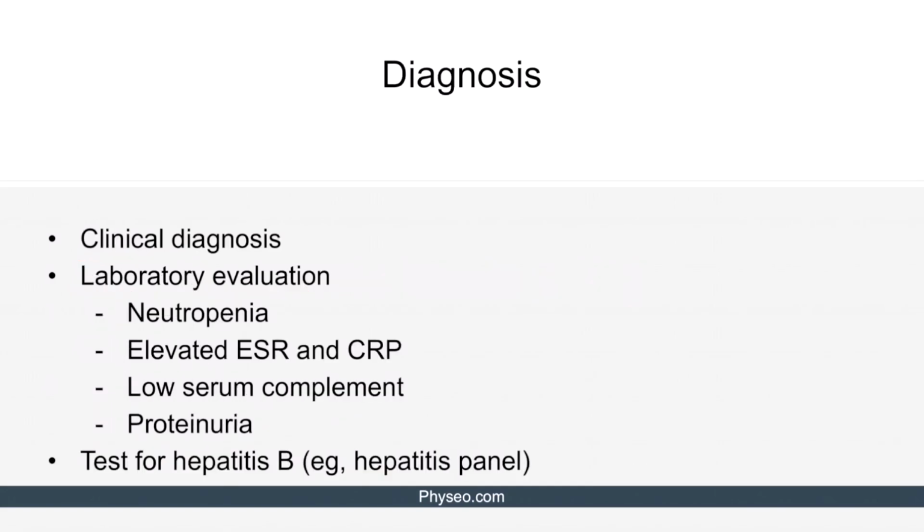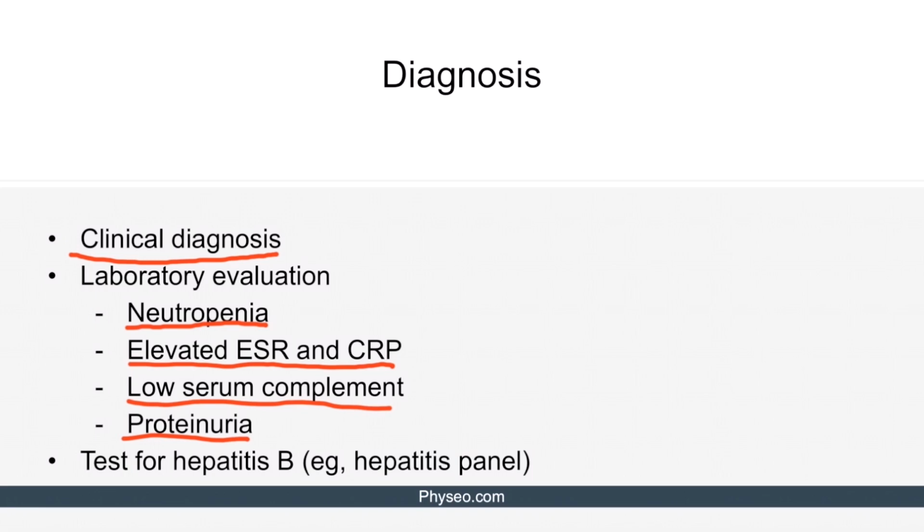Serum sickness-like reaction is a clinical diagnosis that can be supported with several findings on laboratory evaluation. These include neutropenia, elevated ESR and CRP, low serum complement, and proteinuria. That being said, these laboratory findings are not specific to serum sickness-like reactions and can be seen in other type 3 hypersensitivity reactions as well.